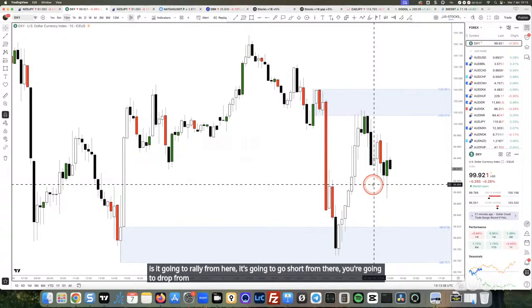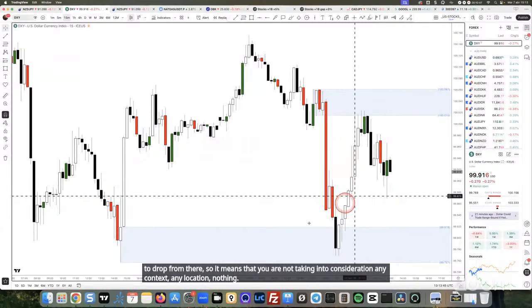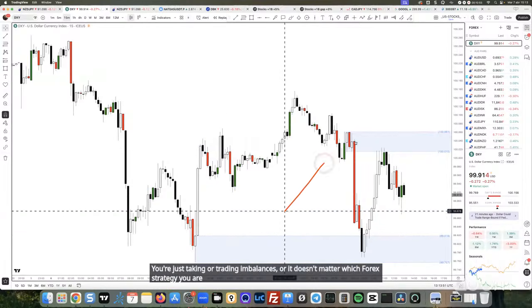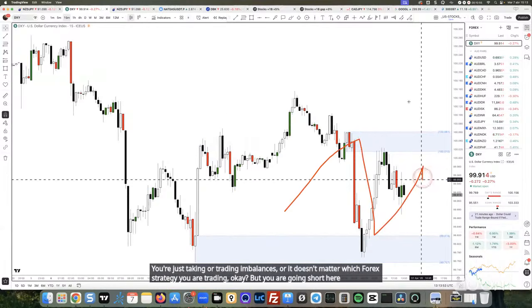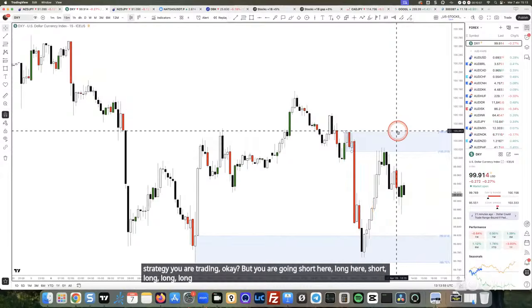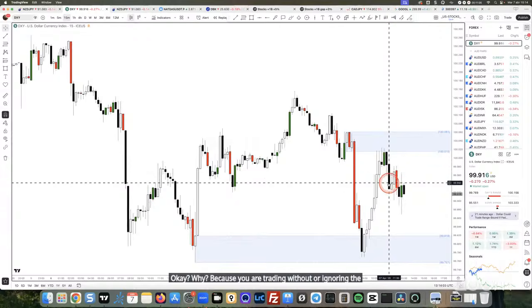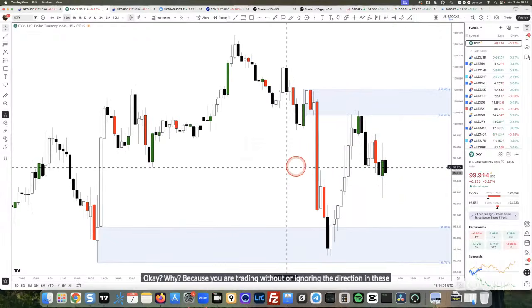So it means that you are not taking into consideration any context, any location, nothing. You're just trading imbalances, it doesn't matter which forex strategy you are trading. But you are going short here, short, long, long, long. I don't think that's a good approach. Why? Because you are trading while ignoring the direction in this forex pair, which is the dollar index.